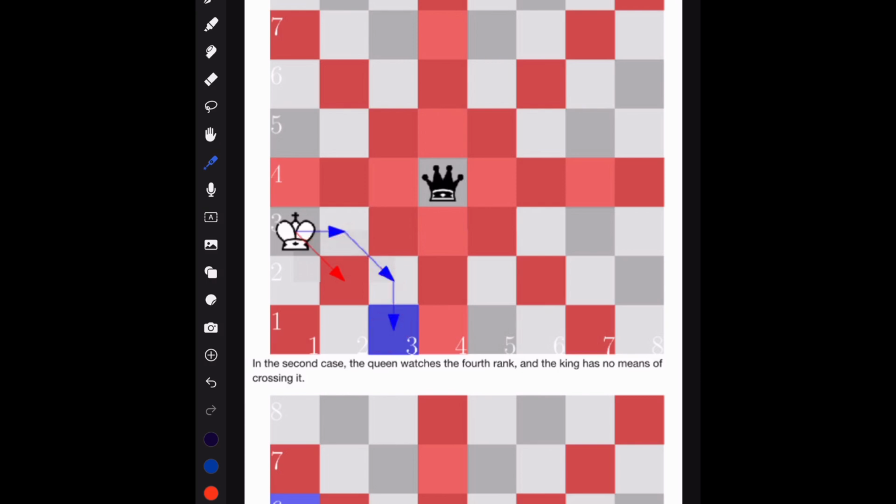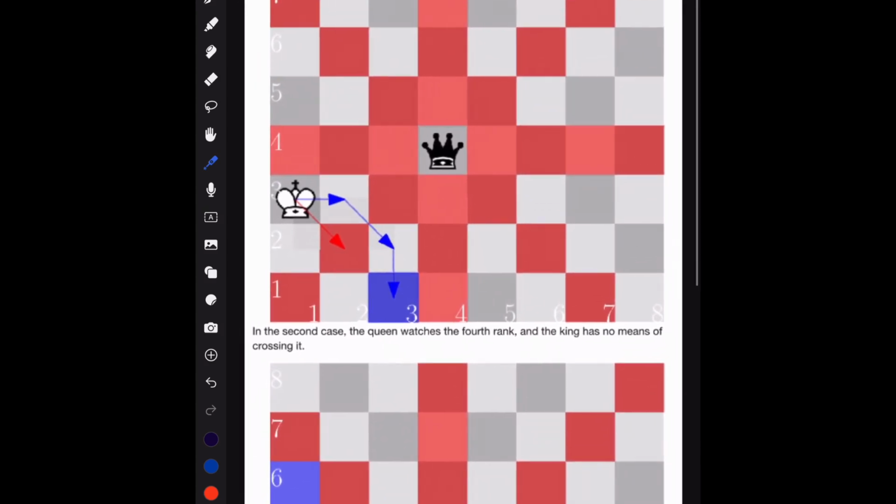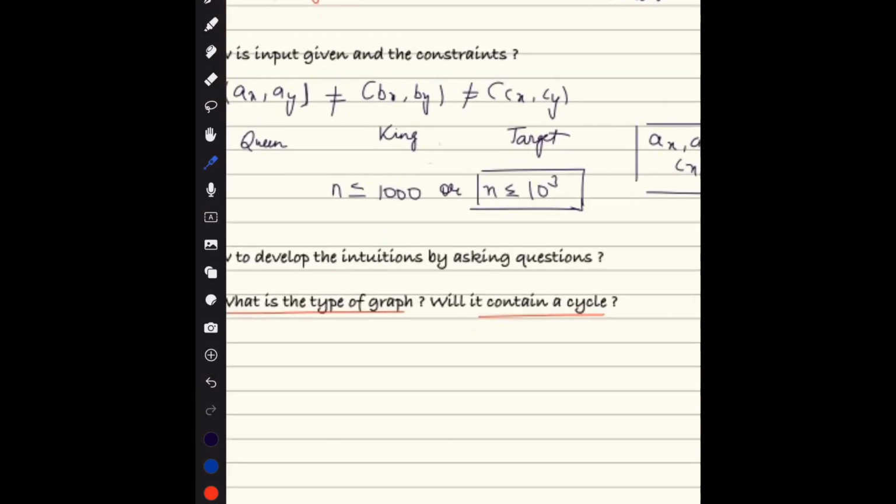So it is, you can say, a directed graph. The king has specified directions in which he will move, and it might contain a cycle, because if you go like this, you will come back to the same place where you started. So it will contain a cycle. It is a directed graph with cycles.